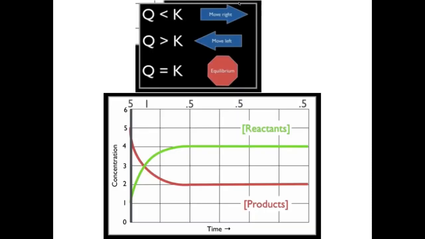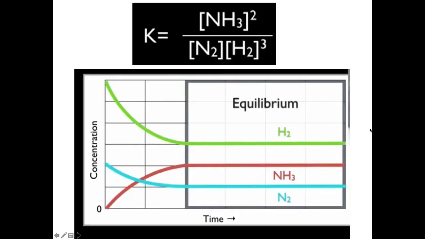So again, just to finalize, this chart here is important, knowing what happens with K and Q. This chart here is important, knowing what happens with products and reactants. So if you look at this one here, we have hydrogen, we have nitrogen, we have ammonia. We have no ammonia at the beginning. We let this reaction proceed. Again, you're going to get to equilibrium at this point.